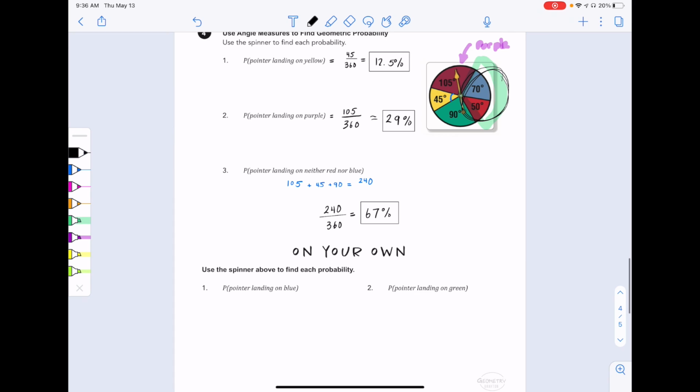So there's 2 more questions in the On Your Own section that have to do with this spinner. So if everyone could press pause and answer those by yourself, come back to the video and check your answers, and please let me know if you have any questions.